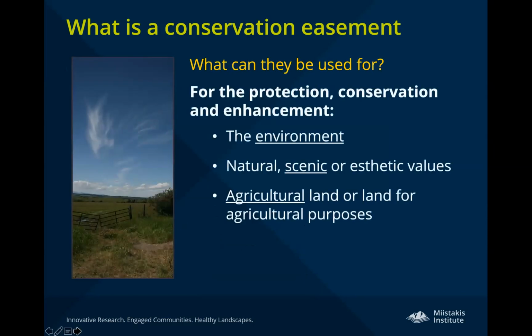So what can they be used for? In Alberta, you can use them for the protection, conservation, and enhancement of the environment, natural, scenic, or aesthetic values, agricultural land, or land for agricultural purposes. And in Alberta, we have used them exclusively for the environment, but what usually happens in the drafting of a conservation easement is that the organization who's doing it can look at a variety of values or a variety of benefits that come from that property, and in the crafting of the easement ensure that those things are protected as well. But the primary purpose can only be for one of these things.